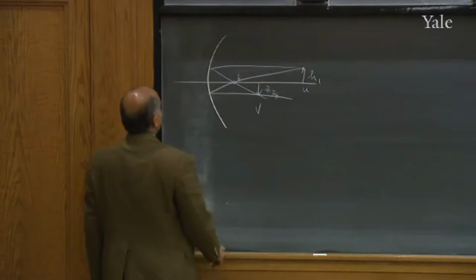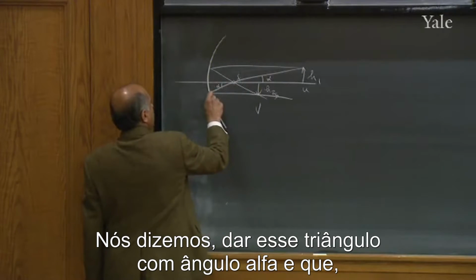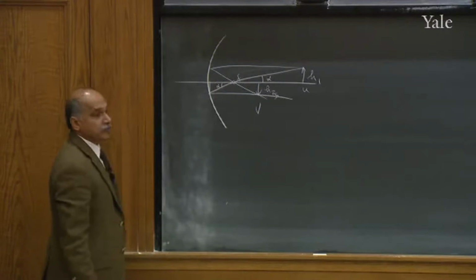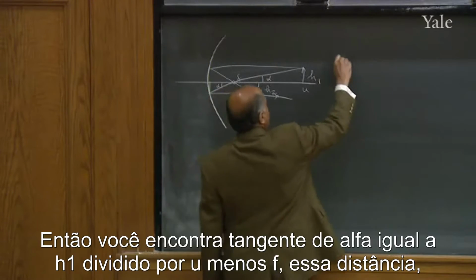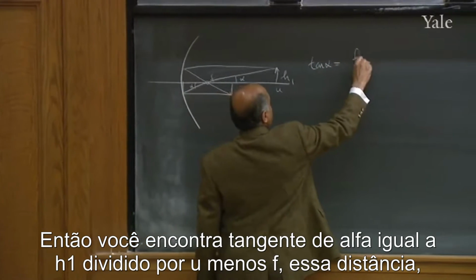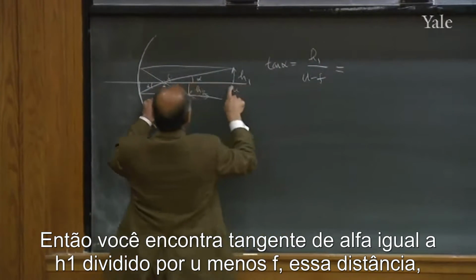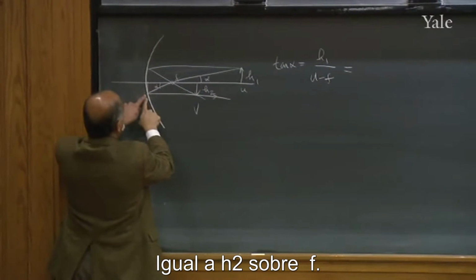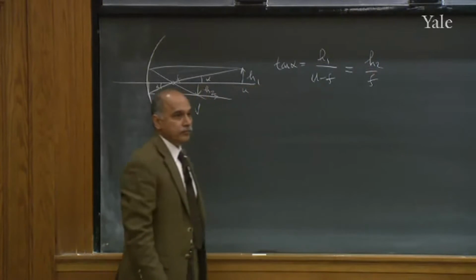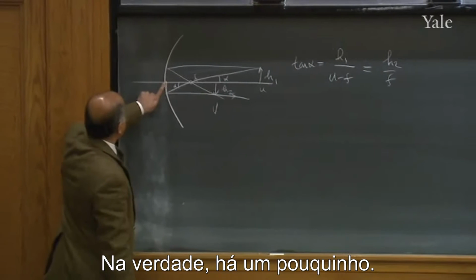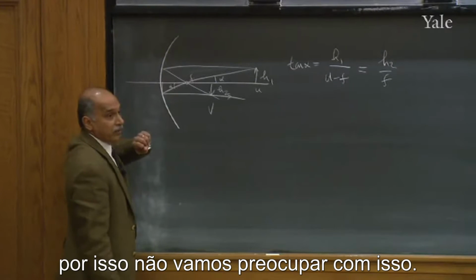So how do we do that? We say, take that triangle with angle alpha, and that with angle alpha, and draw a triangle like this here. Then you equate the tangent of this angle to the tangent of that angle, and you find tan alpha is equal to h1 divided by u minus f. That is equal to h2 divided by f. It's actually not quite f, it's f minus x squared, but x squared is negligible compared to f, so we won't worry about that.